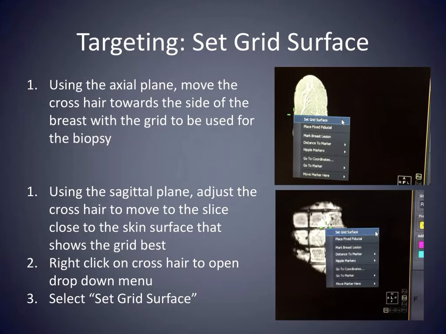One of these reference points is the grid surface, which you can think of as the contact plane between the grid from the biopsy and the skin surface of the breast tissue. The easiest way to find the grid surface is to scroll through the sagittal plane sequence and find the slice closest to the skin surface and the grid. And again, right-click on the crosshair to open the drop-down menu and select Set Grid Surface.